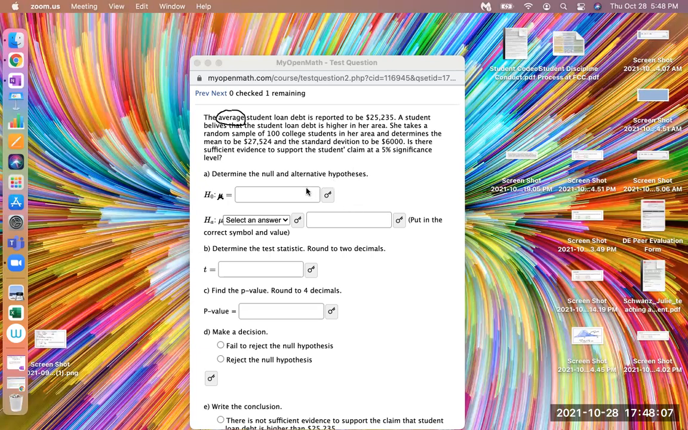So what about this problem? What's the alternative hypothesis? It's greater than, because she takes the random sample of 100 and determines the mean to be 27,000. So it's greater than 25, which is the original.